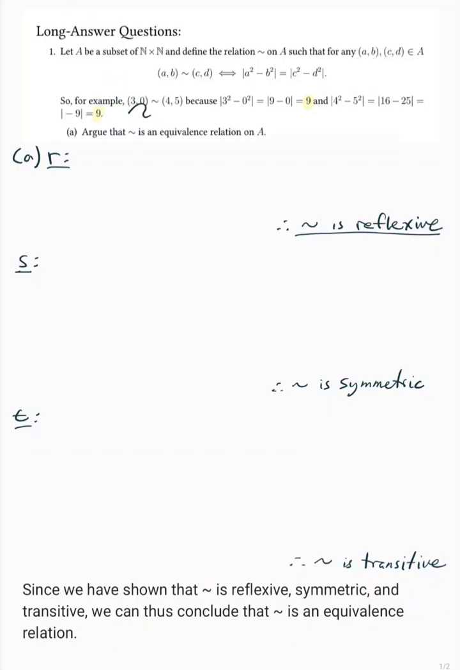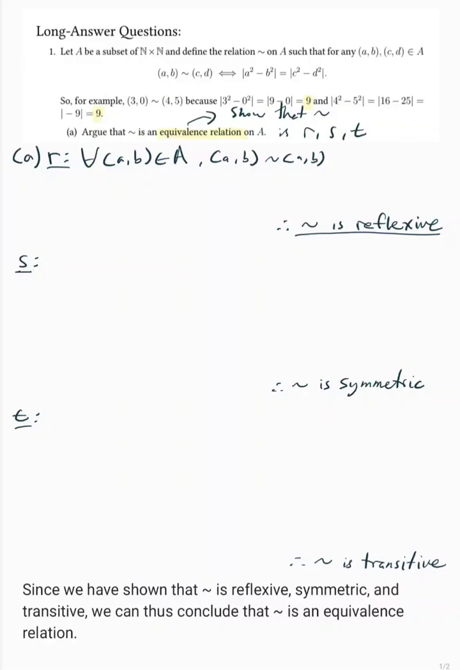Okay, so now let's argue that tilde is an equivalence relation on A. What it means for tilde to be an equivalence relation is that we have to show that tilde is reflexive, symmetric, and transitive. And this is just by the definition of an equivalence relation. So first, let's show that tilde is reflexive. In order to do this, we need to show that for any arbitrary element in our set A, that element is related to itself. This is by definition of reflexivity.